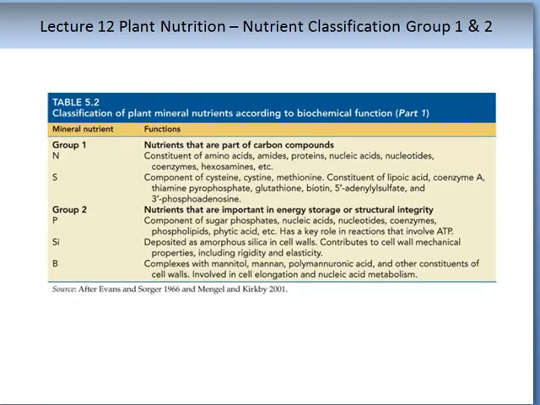The second classification for nutrients are those that are defined by their biochemical function. They are separated into 4 groups. Table 5.2 deals with the first 2 groups. The first group are nutrients that are part of the carbon compounds. So these include groups such as the amino acids, amines, proteins, and nucleic acids. This group contains nitrogen and silica. Group 2 are nutrients that are involved in the very important energy storage or structure integrity. So these are compounds that involve the cell wall, nucleic acids, sugar phosphates, nucleotides, and coenzymes.